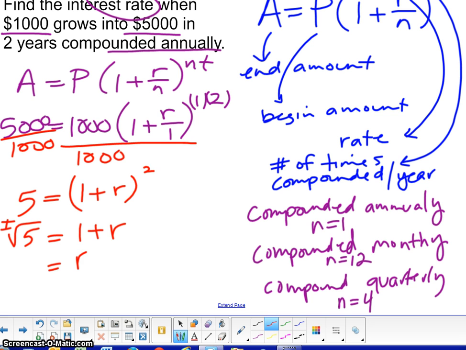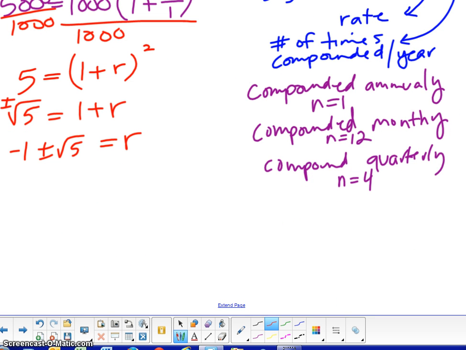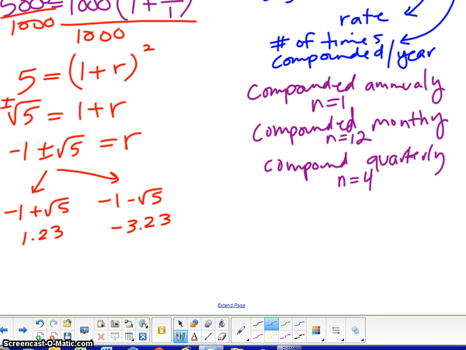And then R is going to equal negative 1 plus or minus the square root of 5, which is going to be R. Okay, so if you are solving for each one of them, we're going to find negative 1 plus the square root of 5, and we're also going to find negative 1 minus the square root of 5. Okay, you have 1.23 and a negative 3.23.